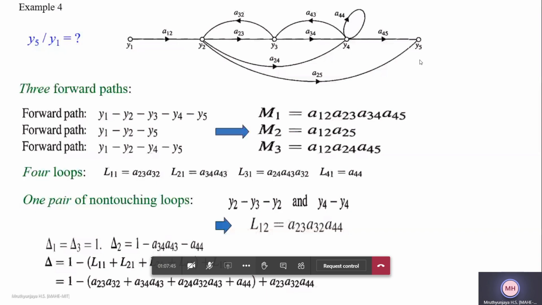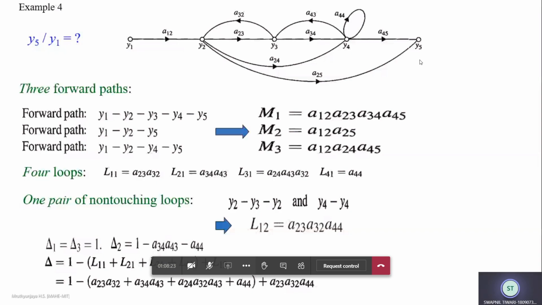So here there are two ways. Suppose instead, find out y3 by y1. What will happen now? To find y3 by y1, the forward path is only one, that is a12 into a23. M2, M3 won't be there. Whereas in delta, all the loops, all the 2 non-touching loops, all those things will be there. You are not modifying the circuit. Yes, sir, got it. Thank you, sir.